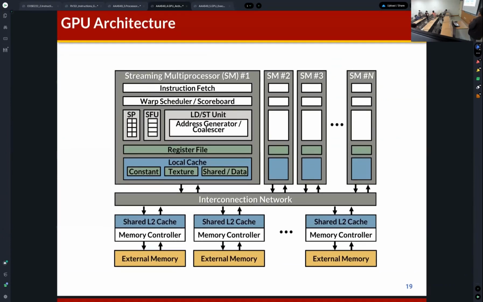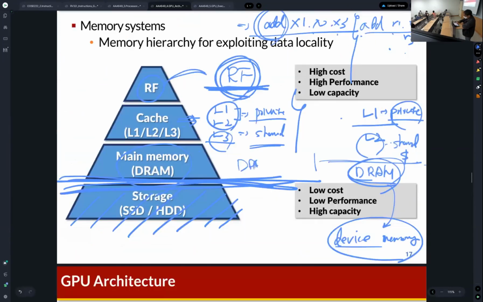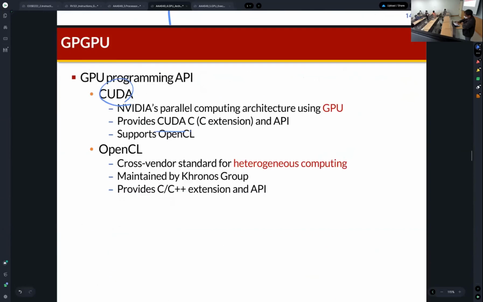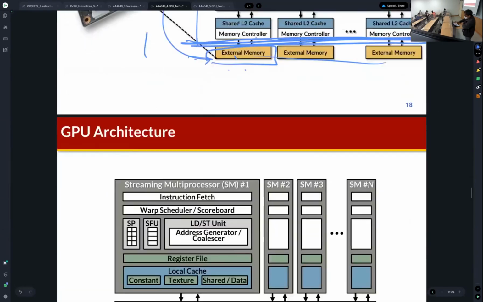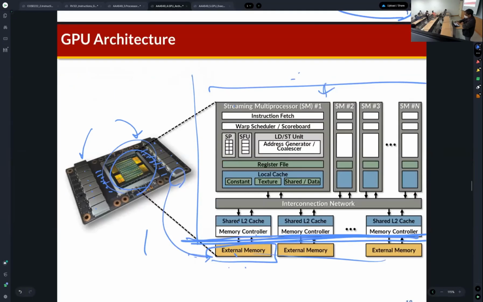Let's see the brief architecture of the GPU. Actually, this is the GPU architecture. Sorry, I forgot to add the CPU architecture. So let's think about the multi-core architecture of the CPU.